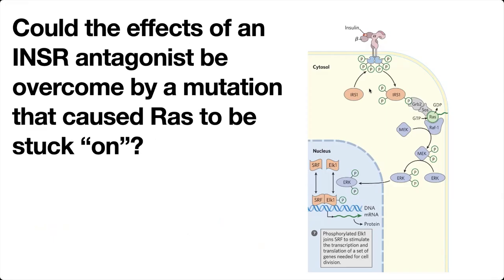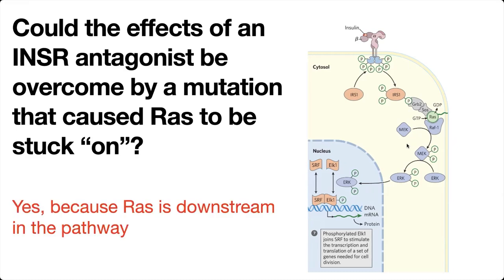What if we had that antagonist, but now we had a mutation that caused RAS to be stuck on? Would this be able to overcome that antagonist? Yes, because RAS is downstream. So even though we are blocking this, RAS doesn't really need it. It's become non-reliant on it. It's stuck on, and so you can still have signaling downstream.